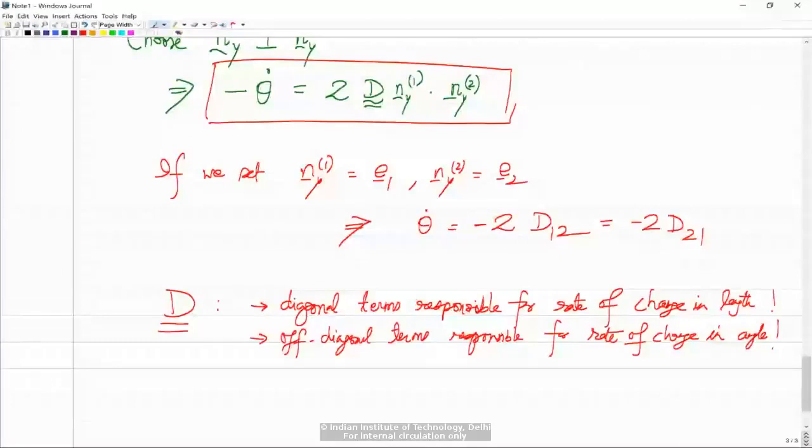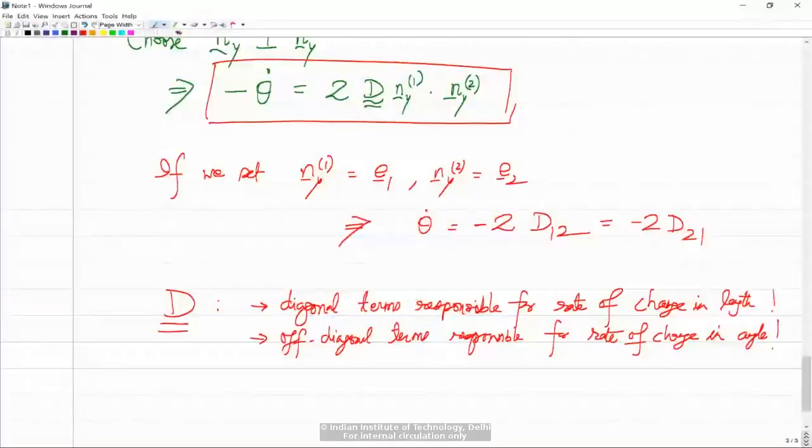So as far as rate of changes are concerned, you can extract it directly from the components of this D matrix. Okay, so I'm going to stop here, and we'll continue in the next class from here. So we have found out today rate of change of length, rate of change of angle, and rate of change of orientation.